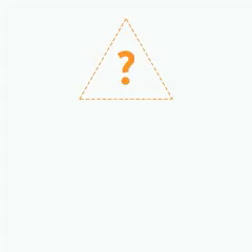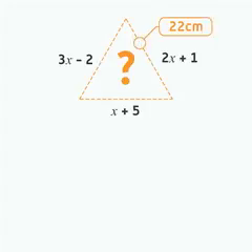You may have to set up the equation yourself. For example, a triangle has sides of length 3x minus 2, 2x plus 1, and x plus 5. The perimeter of the triangle is 22 centimetres. Work out x and deduce what type of triangle it is.